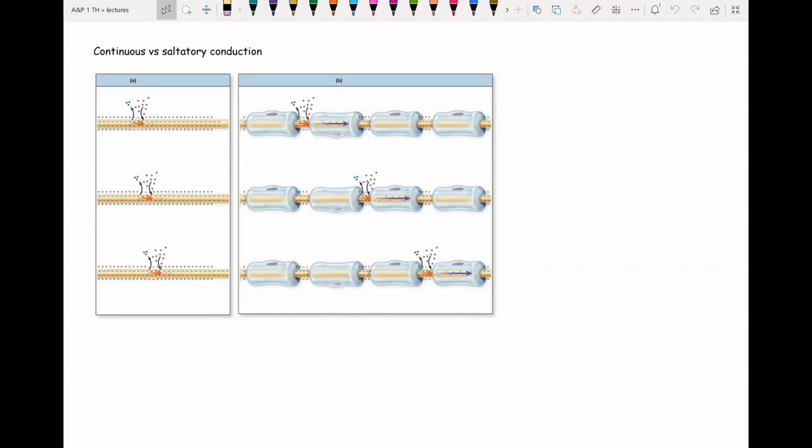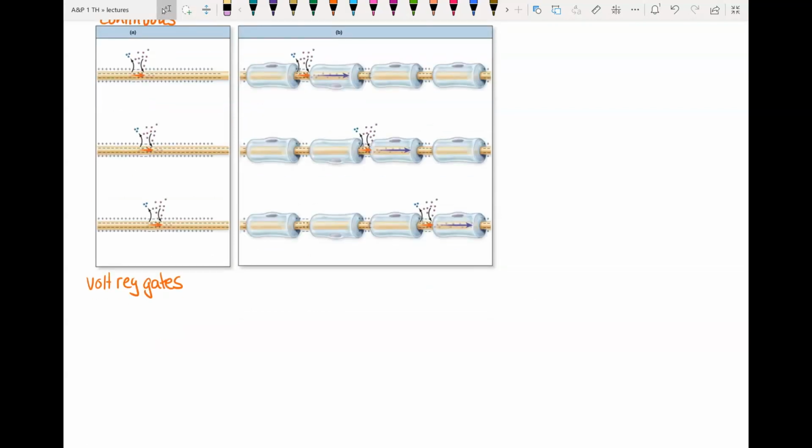So Billy and Timmy and their friends are like an axon, and the apple represents the action potential. In the picture on the left, we have continuous conduction. This is when they pass the apple down the line one by one. So remember that the gates in the axon are voltage regulated. So a gate opens when the voltage nearby goes up to at least -55.